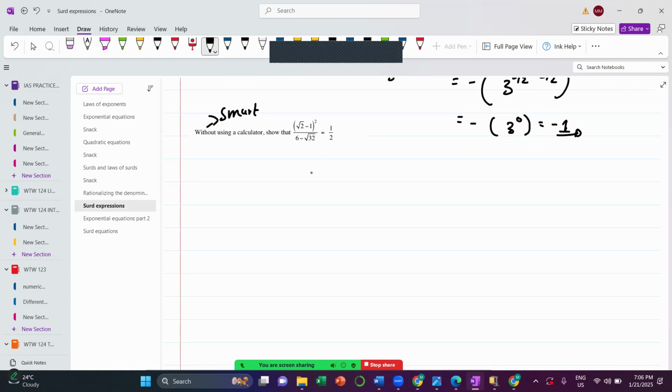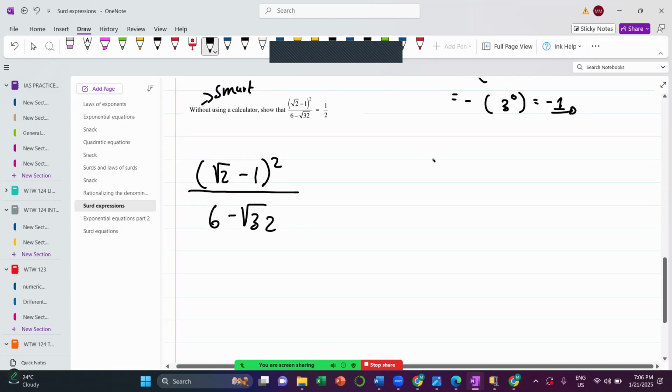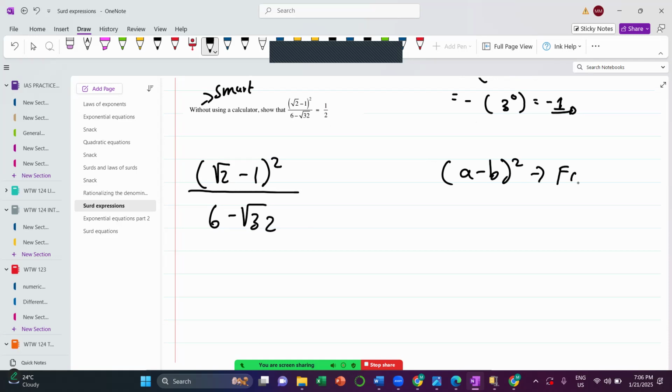To 1 over 2. So now, we're going to take the more complicated side, which is square root of 2 minus 1 all squared all over 6 minus the root of 32, right? And check, at the top, we have something like a minus b all squared. Remember that for such things, you can either use FOIL, or since you're just squaring everything, you can use SMS, which I covered in one of the previous videos, right? So I'm just going to use SMS because it's going to be quicker.